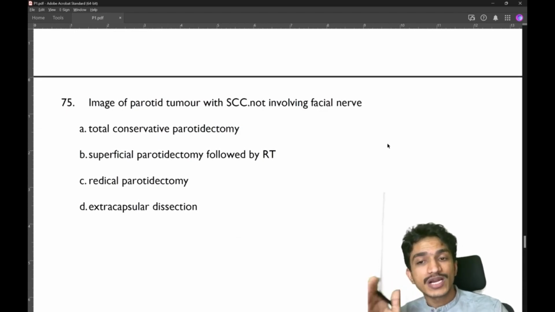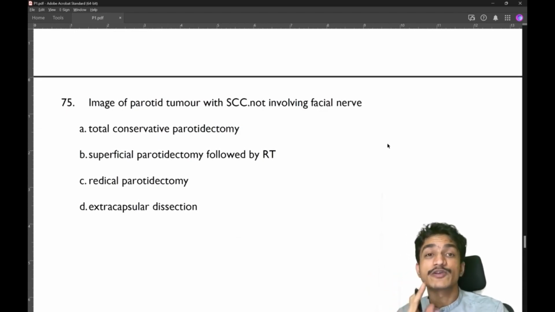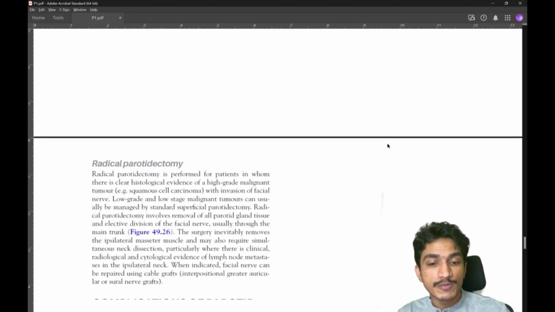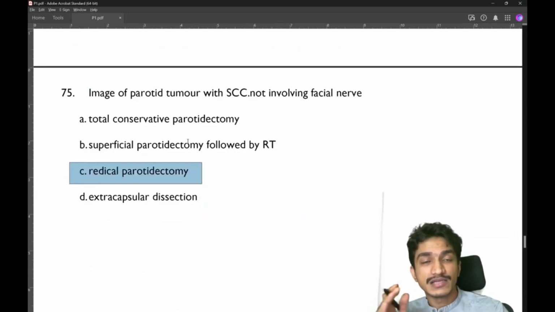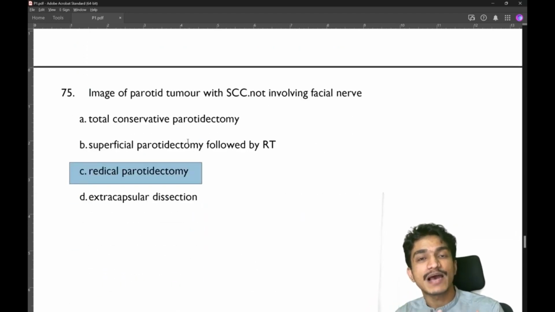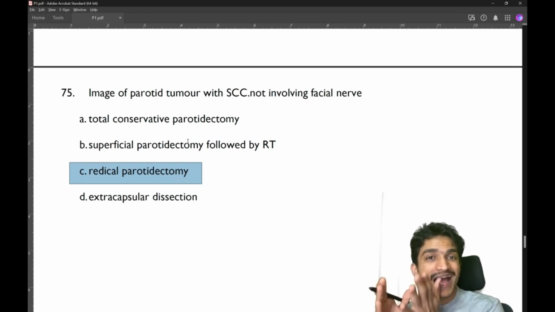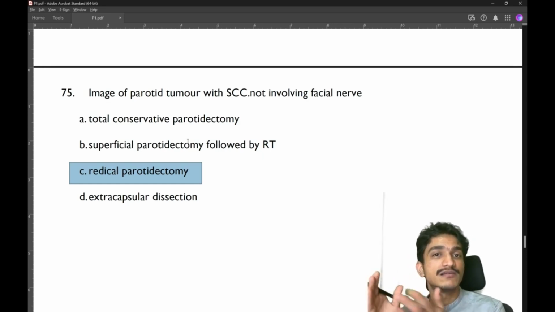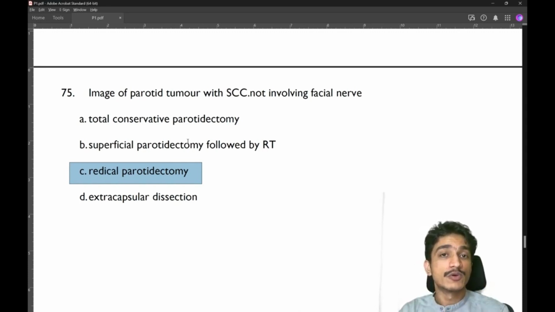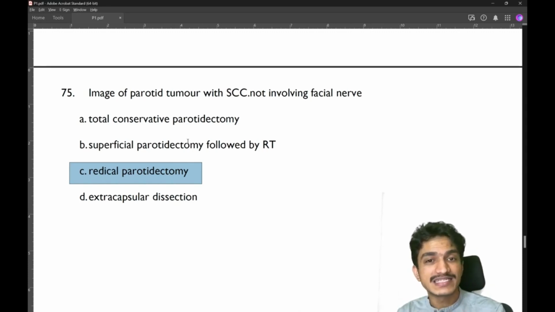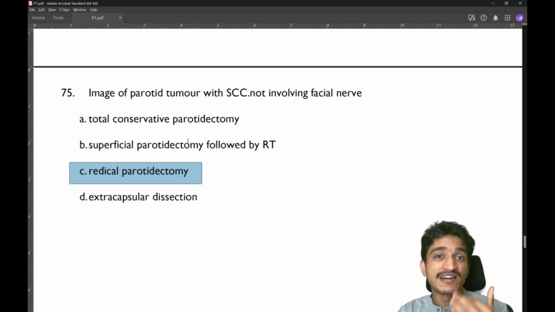Parotid tumor, which is not involving the facial nerve, but in the question it is given as squamous cell carcinoma. Remember that squamous cell carcinoma is a high grade malignant tumor in the salivary glands, so you cannot do a conservative parotidectomy. According to me, the answer should be a radical parotidectomy, because the literature in Bailey, Sebastian Shorts, and also the articles say that you cannot resect without removing the facial nerve if needed. Doing a total conservative surgery in a high grade malignant tumor like SCC will lead to further risk of recurrence.